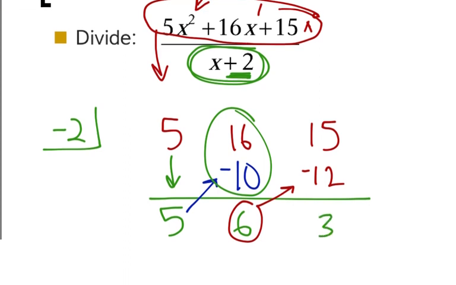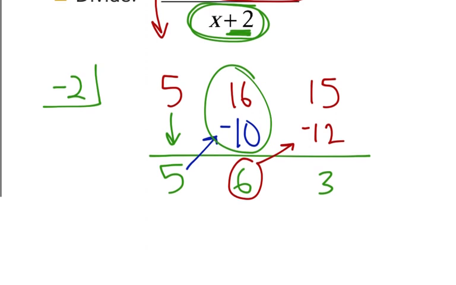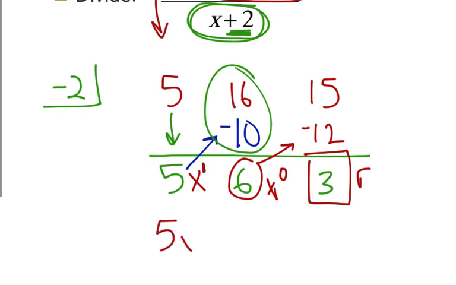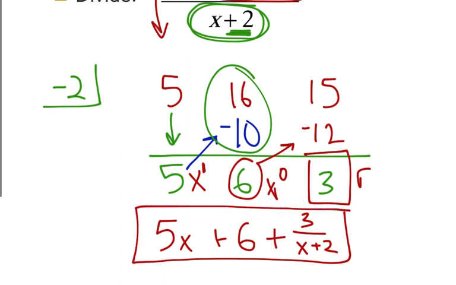So now I want to write my answer by starting off with a box right here, because this is your remainder. Then this is x to the 0, in other words, no x, and this is x to the first power. So my answer is 5x plus 6, plus my remainder of 3, but I want to put it over what I was dividing by, which was technically x plus 2. So this is how you do synthetic division. Second example.